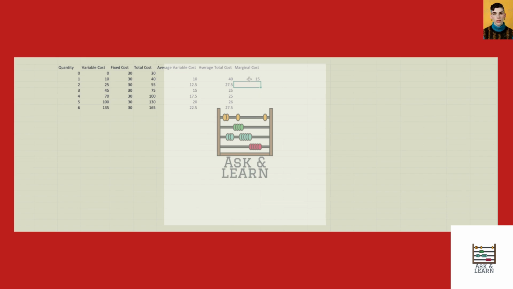So this is our marginal cost. Total cost increased by 15. And we drag it down, and so these are our numbers, right? So here total cost increased by, and the first one should be 10, right? Because total cost went from 30 to 40. Increased by 10, increased by 15, increased by 20, increased by 25, increased by 30, and then increased by 35. So this does not need to be there. This is actually supposed to be this way, okay?